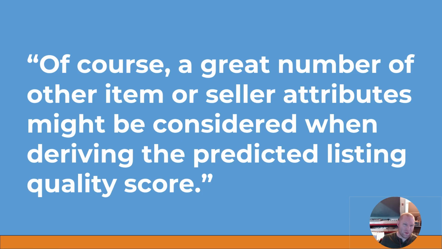In the patent, eBay also states that, of course, a great number of other item or seller attributes might be considered when deriving the predicted listing quality score. And this is where you get to go full on tinfoil hat conspiracy theory. I love this part because this is where I talk about your store. eBay added all these new features. They added the Q&A part. They added you can add the video, you can add the banners, you can add all these different things. And a lot of sellers aren't taking full advantage of all those features.